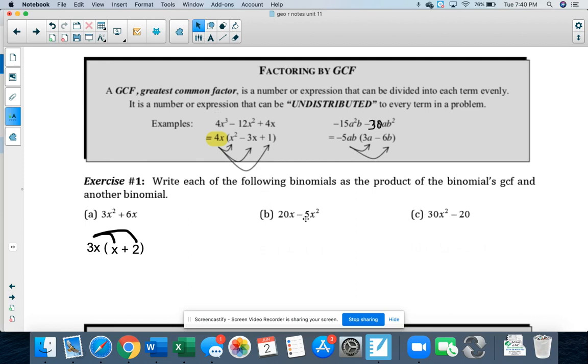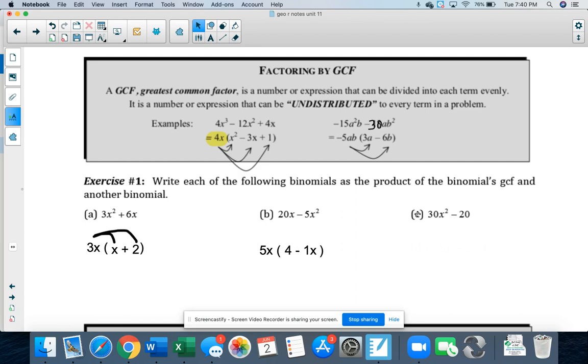B, I have 20x minus 5x squared. Again, what number do 20 and 5 both have in common? And that would be a 5. And then what letter do they each have in common? And that would be an x. So I'm going to factor out a 5x. Now, when I divide 20x by 5x, I'm left with 4. When I divide negative 5x squared by 5x, I'm left with negative 1x.